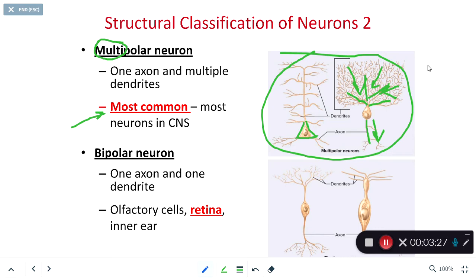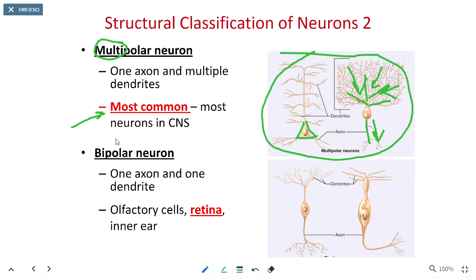We also could have a bipolar neuron, and as we look at these, bipolar neurons are going to have two extensions, bi meaning two. There's one axon and one dendrite. We have a bunch of them in the mucous membrane of our nose. They are the olfactory cells. We also have bipolar neurons within our retina as well.